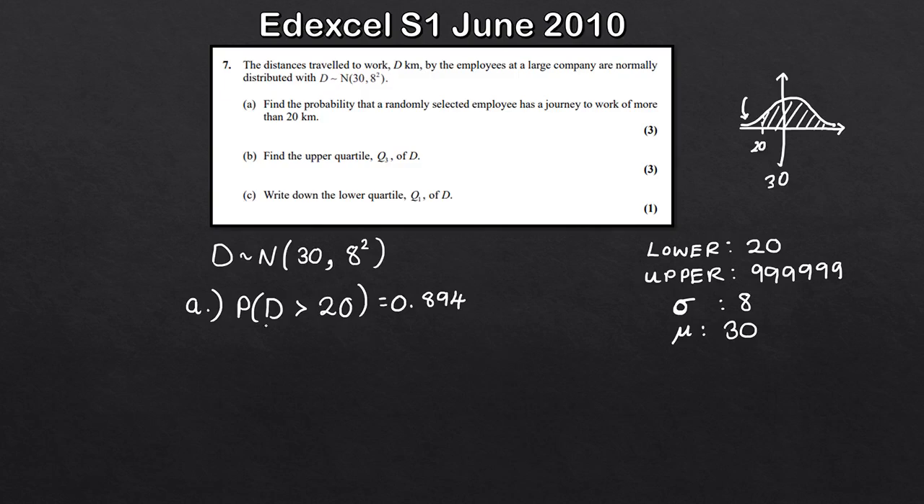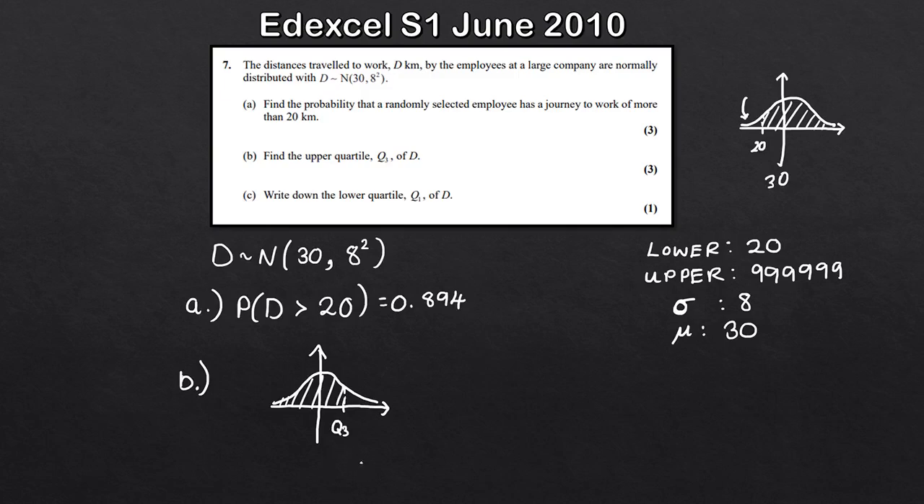So for part B, we're asked to find the upper quartile, Q3 of D. For this, let's draw another graph, another bell curve, just so we can see. What we're looking for here is the upper quartile. The upper quartile will be at the point approximately here where everything to the left of it, this probability, will be equal to 0.75.